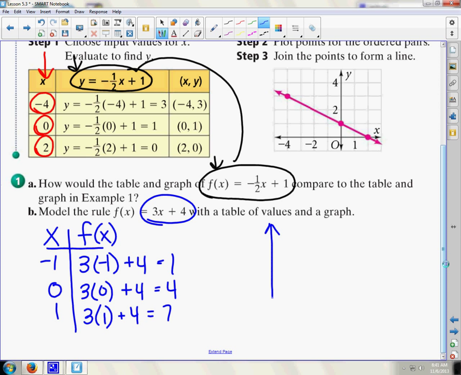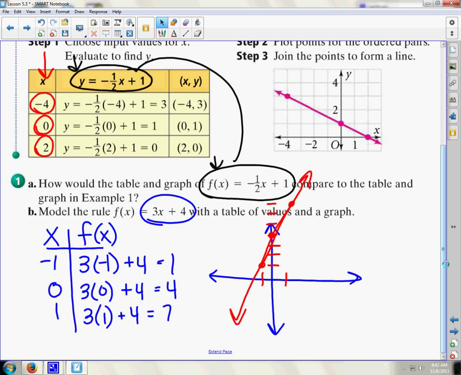And then I draw a graph, and I have -1, 1, make a dot, 0, 4, make a dot, and 1, 7. And then I draw my line. It does not have to be perfect. It can be just a sketch like mine.